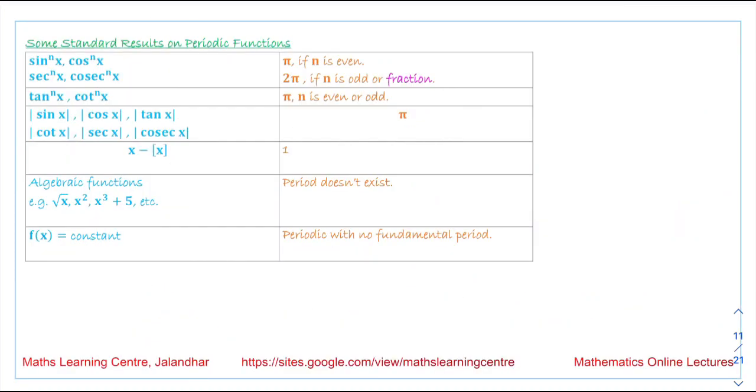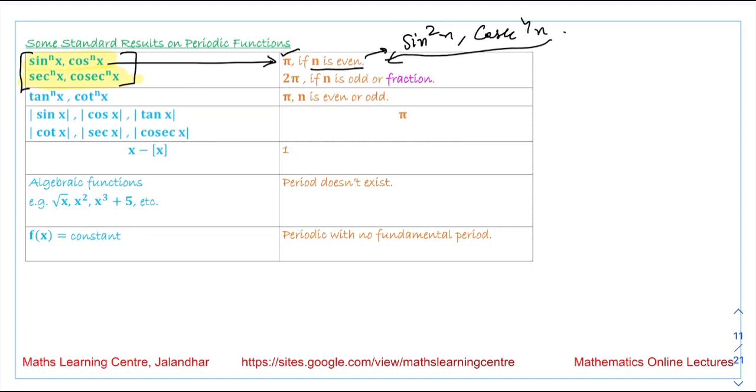So these are some periodic functions that are given to us, and we have written their periods. First, if the functions are of the form sine raised to the power n x, cos raised to the power n x, secant raised to the power n x, or cosecant raised to the power n x, then if n is even, their period is pi. N is even means we are talking about either sine square x or cosecant 4x. For all these, the period is pi.